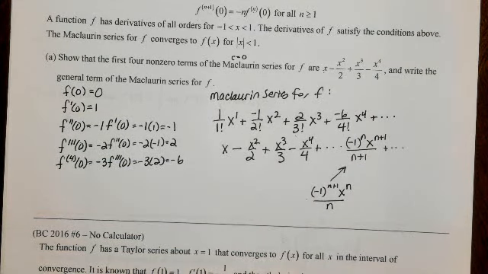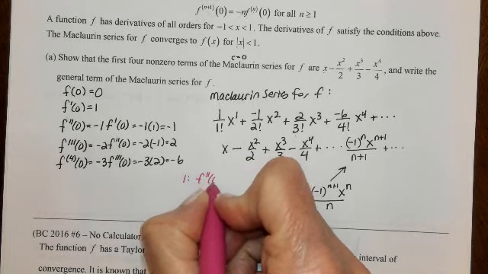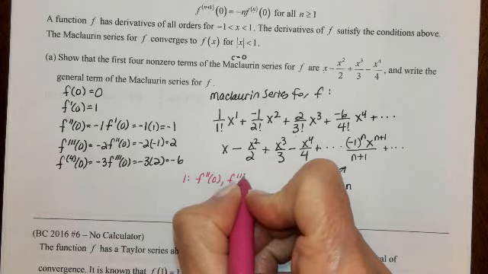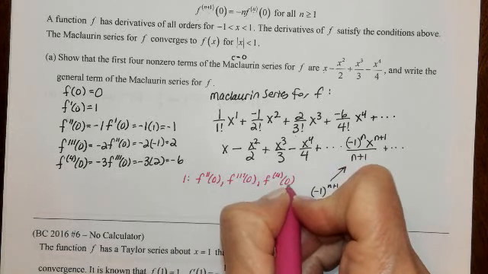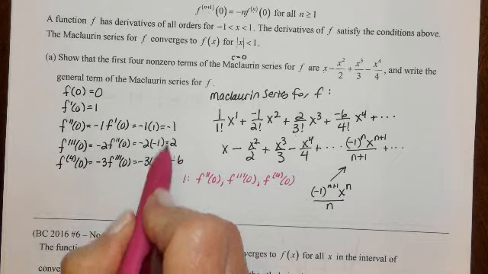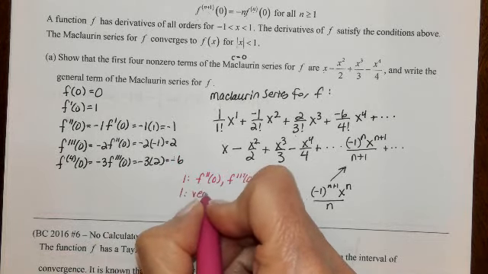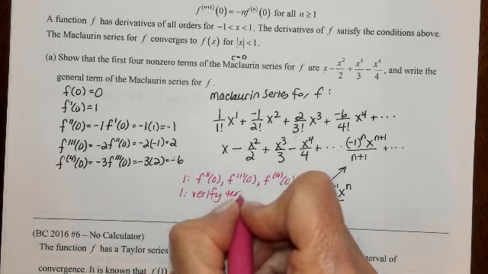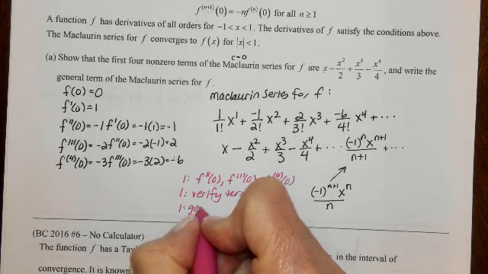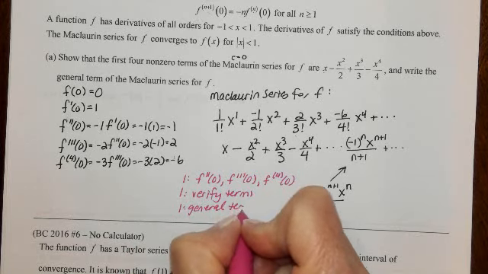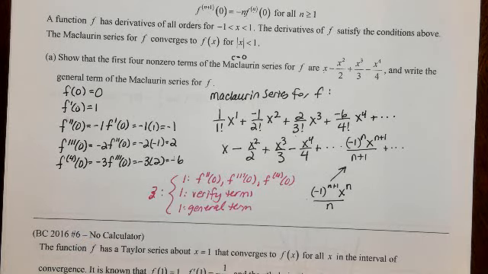The way they scored this particular problem, they gave 1 point for finding f double prime of 0, f triple prime of 0, and the fourth derivative at 0. So finding these derivatives was worth a point. And then 1 point for verifying the terms, so that would be the first 4 terms. And then 1 point for the general term. So this part back in 2017 was worth 3 points.